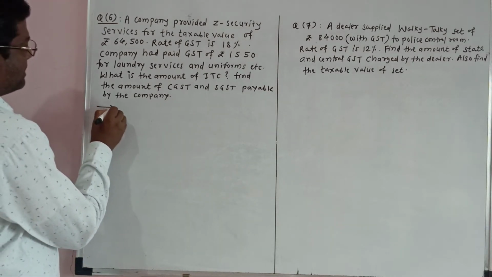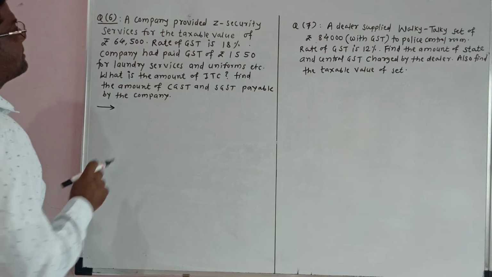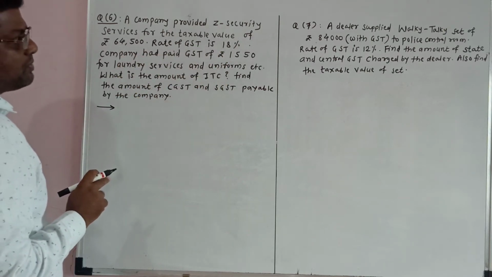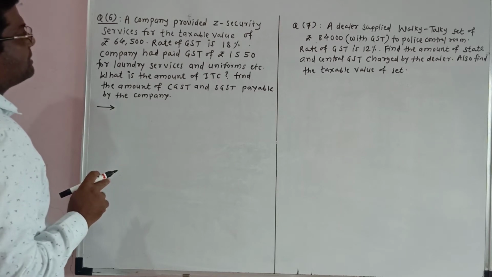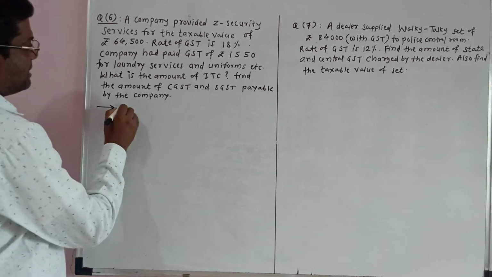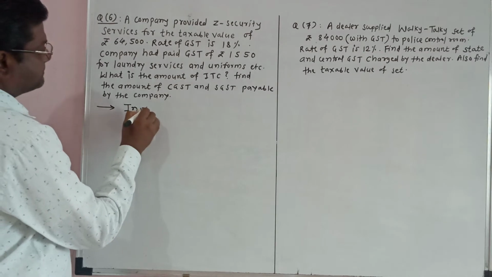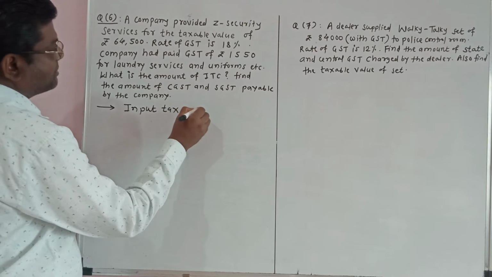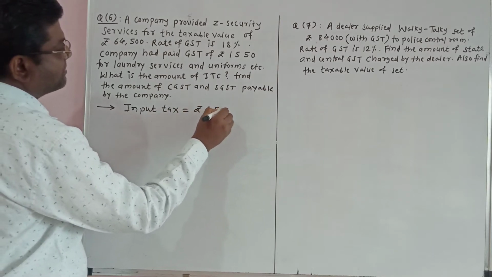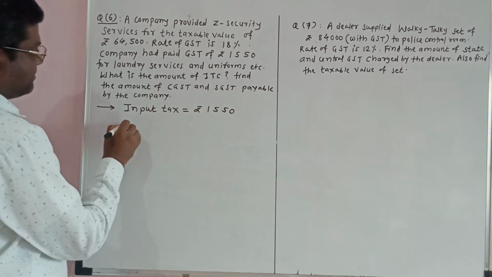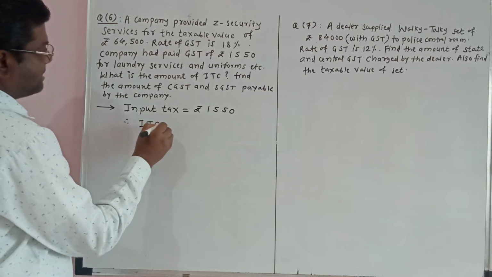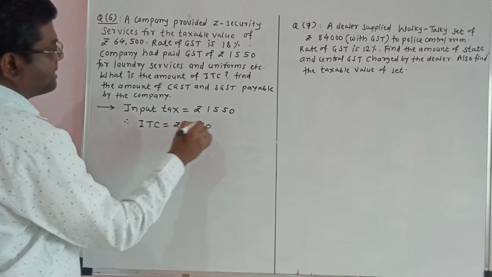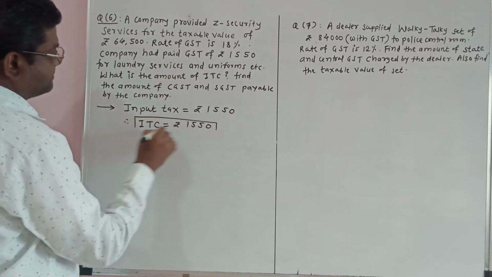Here we have been given the input tax. The company had paid GST of rupees 1,550 for the laundry services, so it is input tax. Input tax is equal to rupees 1,550. Input tax is also known as ITC. So ITC is equal to rupees 1,550.